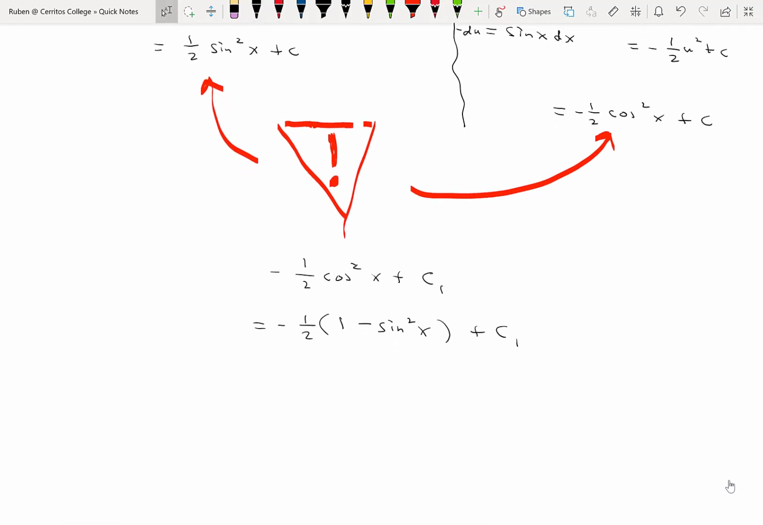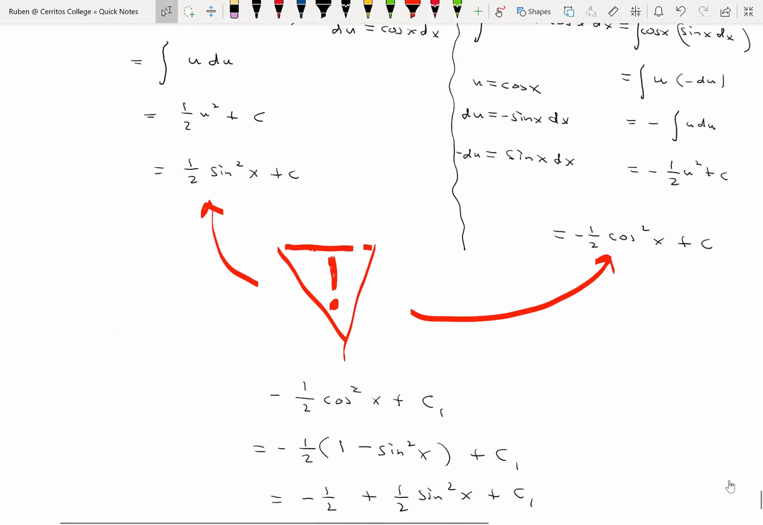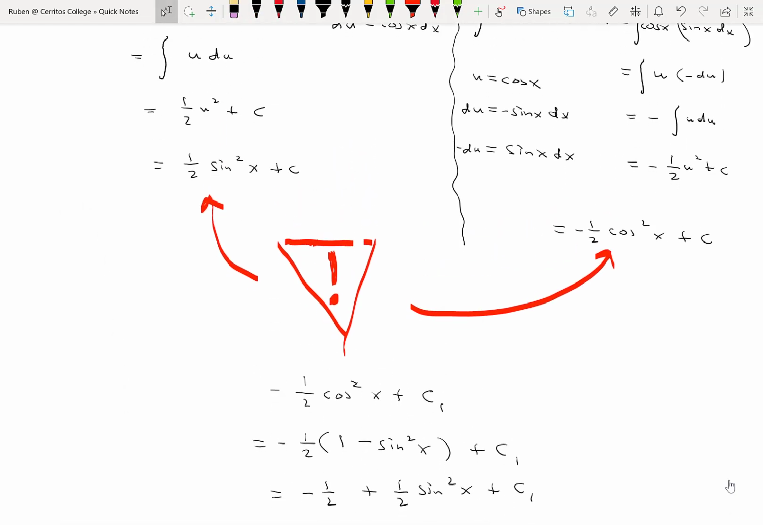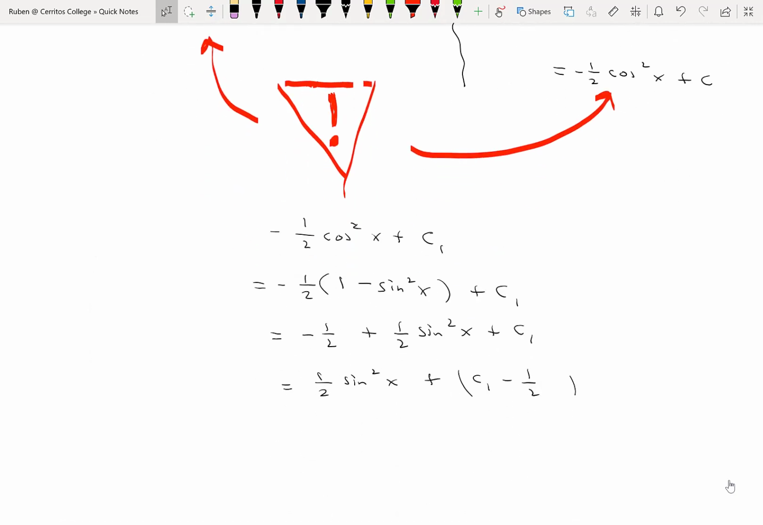Now, if you distribute the negative 1/2, you get negative 1/2 plus 1/2 sine squared plus C1. Lump the C1 and the negative 1/2 together. Look at the original answer: 1/2 sine squared x plus c. Replace C1 minus 1/2 with a new constant c. They're the same. They're both correct. They're the same function by identities.